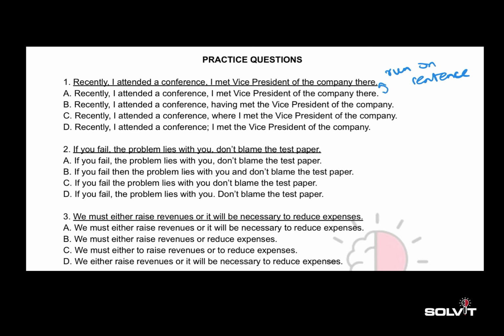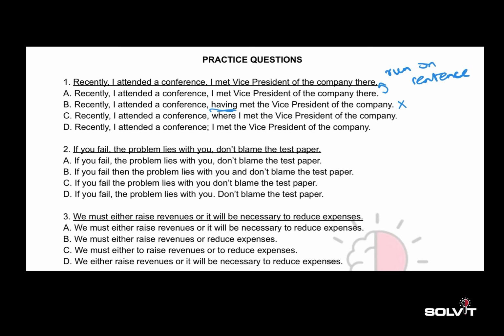So if you think that the sentence in the question is correct, you're going to choose option A. But right now, we're not going to choose option A because it's not correct. Let's look at option number B. Recently, comma, I attended a conference, comma, having met the vice president of the company. This is wrong, okay? Because the word having is so unnecessary over here and it's making our sentence incorrect.